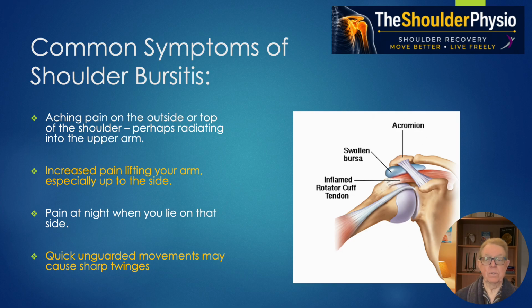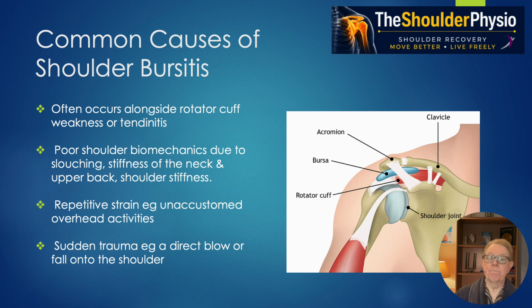That's a common symptom. It does not like the shoulder being squished together when you lie on your shoulder at night. It comes up and compresses that bursa. And of course, any quick, unguarded movements can give you sharp twinges.